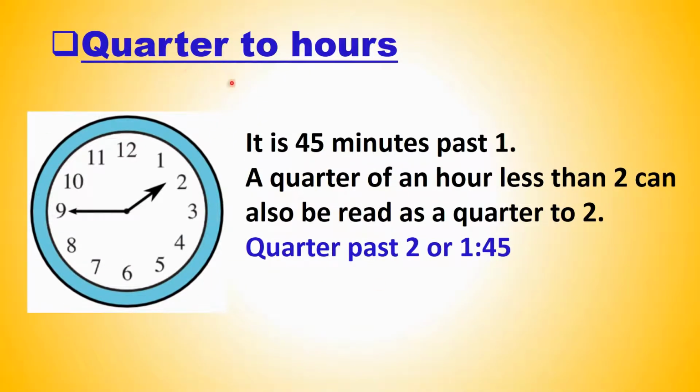Quarter to hours. When the minute hand points at 9, the time is read as quarter to. It means the minute hand has covered 45 minutes and the hour hand is close to the next hour. For example, it is 45 minutes past 1. A quarter of an hour less than 2 can also be read as a quarter to 2. We can also say 1:45.